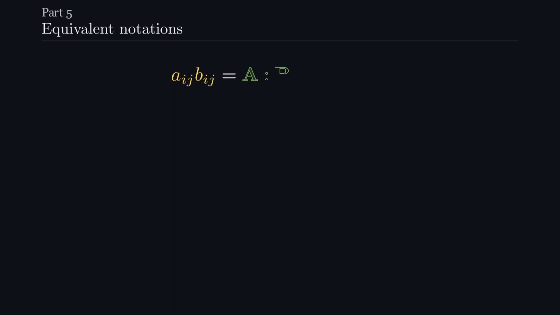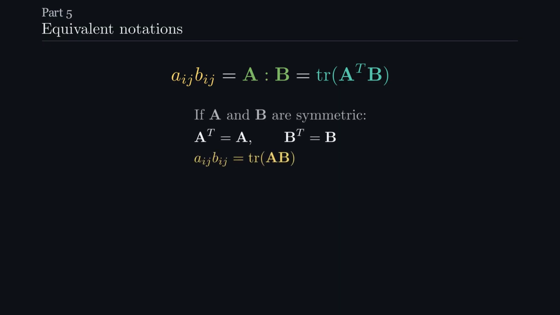The same operation has several equivalent notations. In indicial form, it is Aij Bij. In tensor notation, it is A double dot B. In matrix notation, it is the trace of A transpose B. When the tensors are symmetric, A transpose equals A, so the expression becomes the trace of AB.